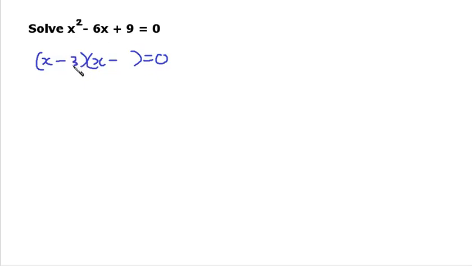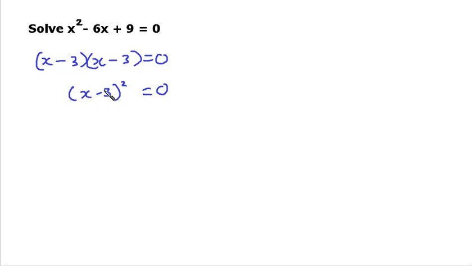So we have 3 and 3. Now if you look at these two brackets, they're both the same. So we could write this as x minus 3 all squared equals 0, because we've got x minus 3 multiplied by x minus 3, which is x minus 3 all squared.